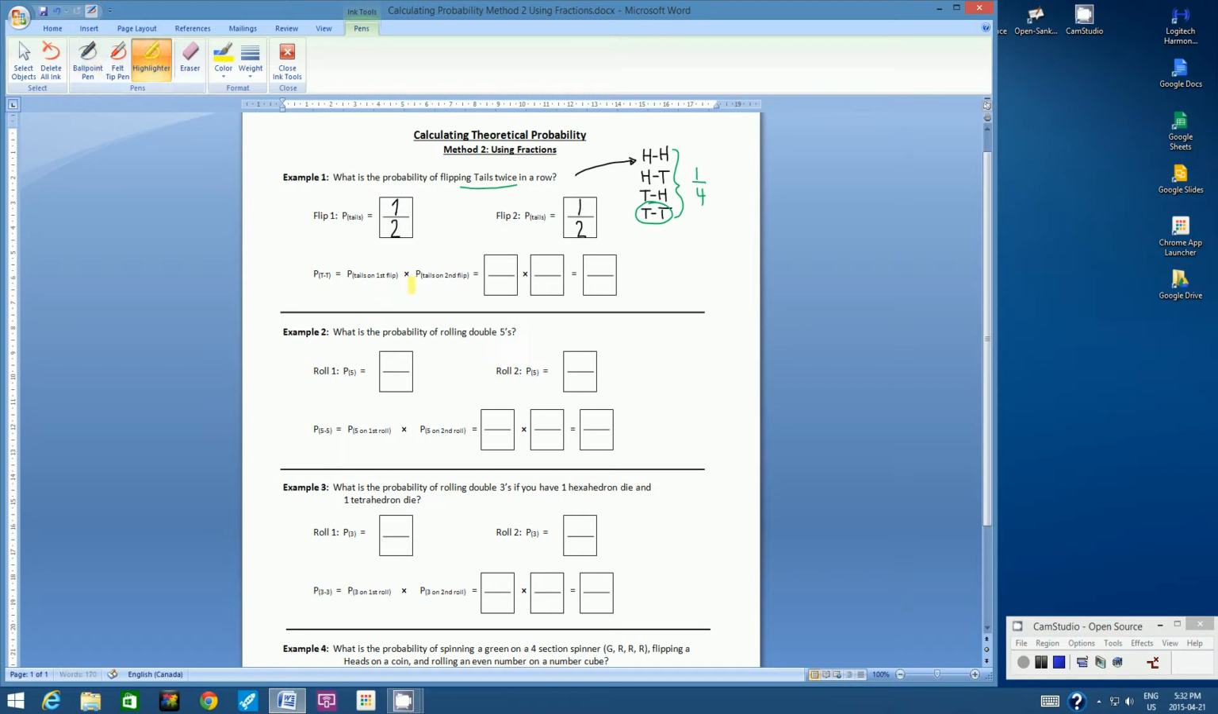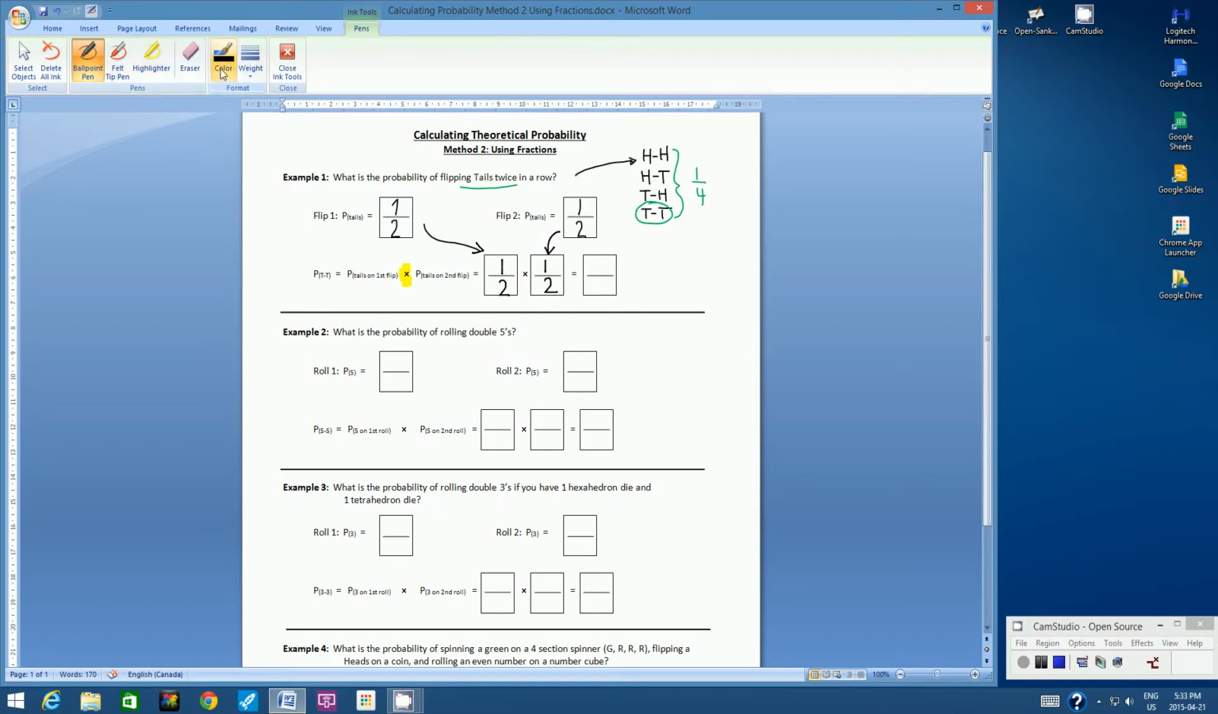This is very important. What this method does is, we're multiplying fractions together, okay? Times the probability of tails on the second flip. So let's bring these fractions down. The probability of getting tails on the first flip was 1/2. And then the probability of getting tails on the second flip is 1/2.